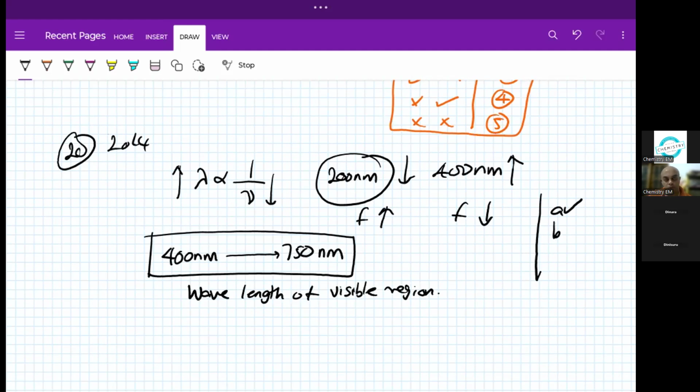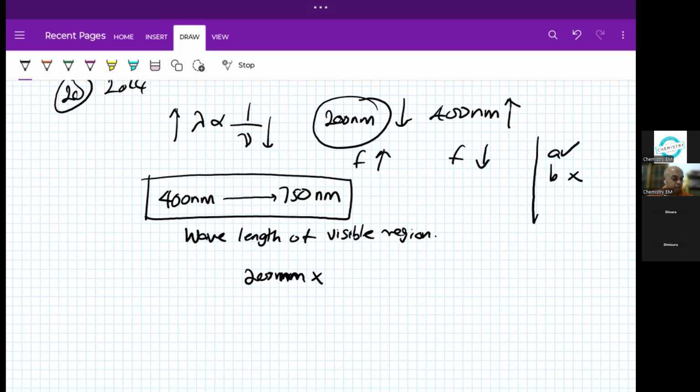So 200 nanometers does not belong to the visible region. So this is not in the visible region. So B is wrong. They're talking about it being in the visible region of the electromagnetic spectrum. So that is wrong.